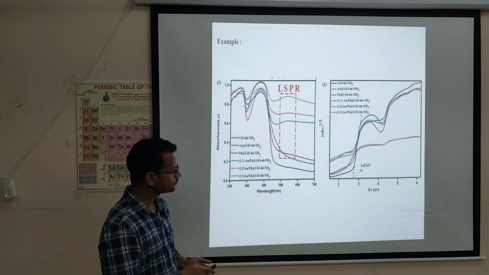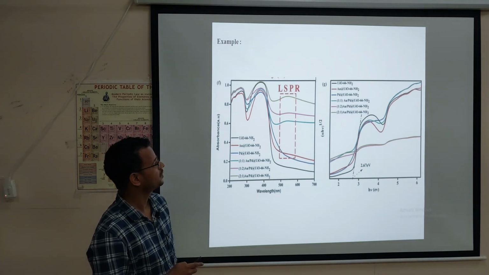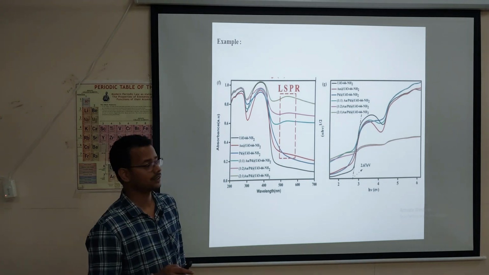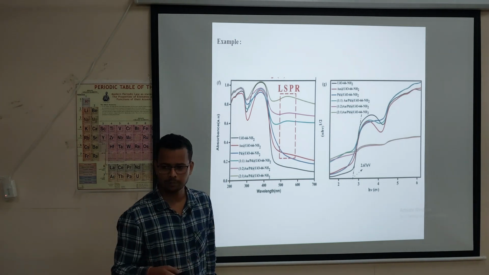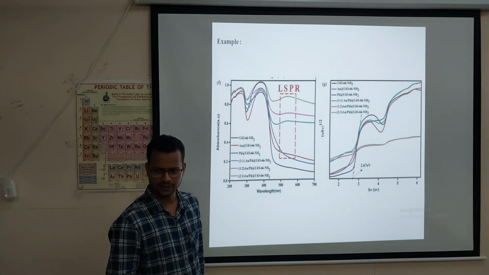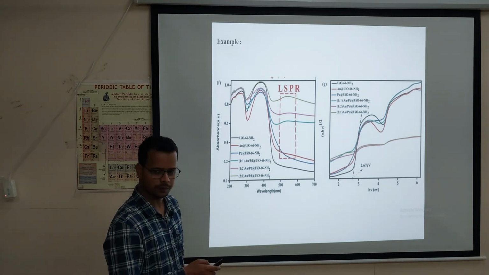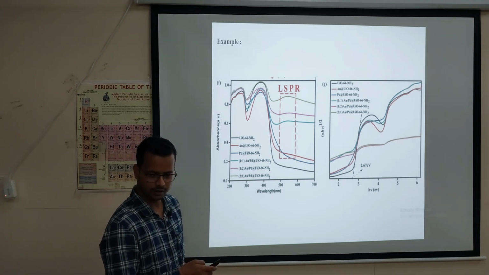Clear? What is that LSPR? It is actually for noble metals like gold and palladium, where you will get localized surface plasmon resonance. For the timing, it is not important for us. We will discuss it later. It is a property of noble metals like gold.